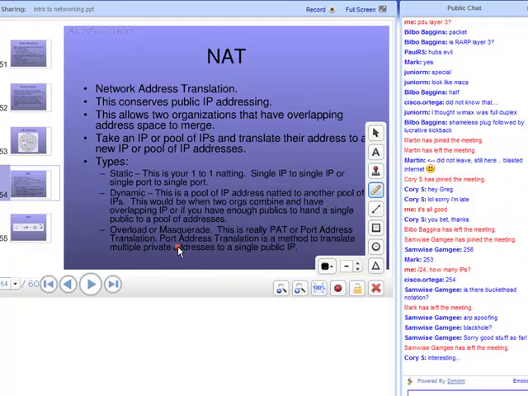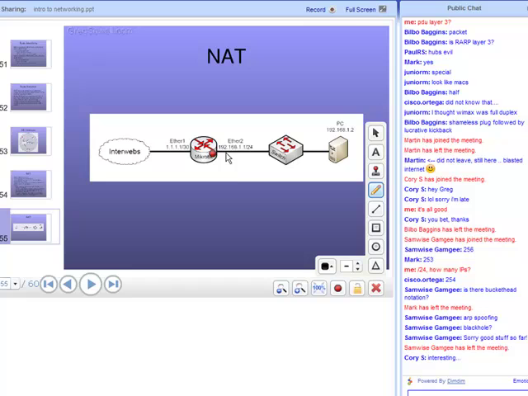Overload or masquerade, this is where you take a whole bunch of internal IP addresses, generally RFC 1918, your private addresses, and you PAT, port address translate, those over to a single public IP. And let's see, still running short on time, so I'm trying to hurry.